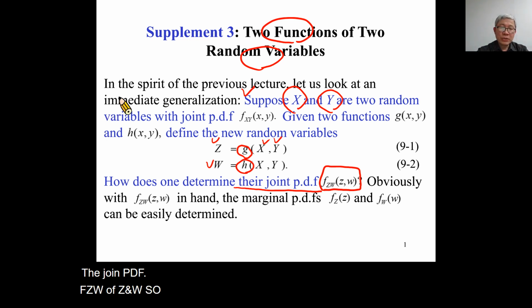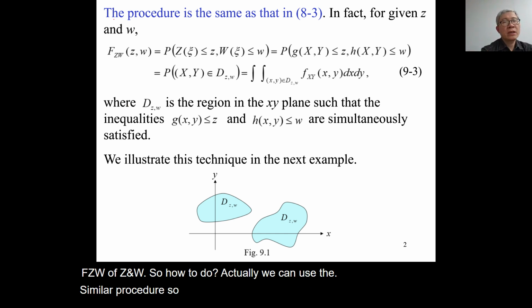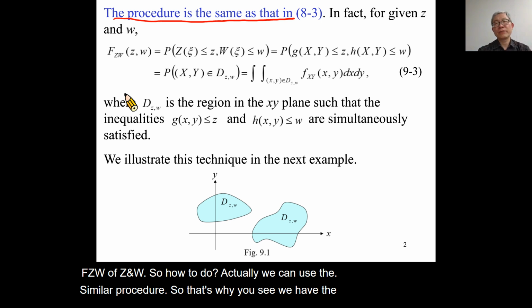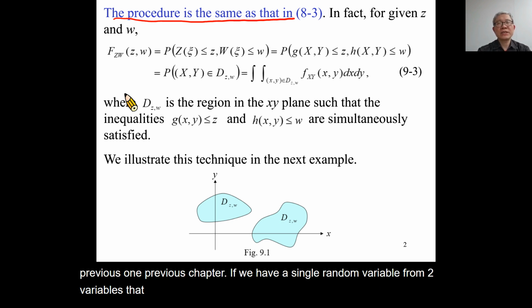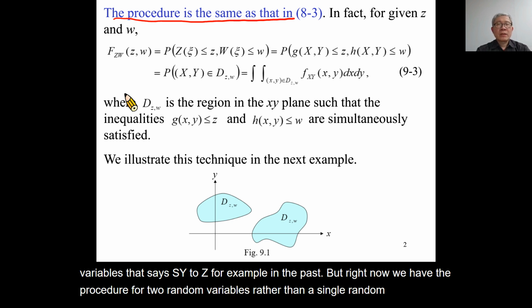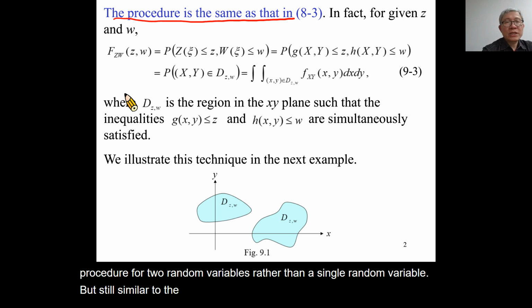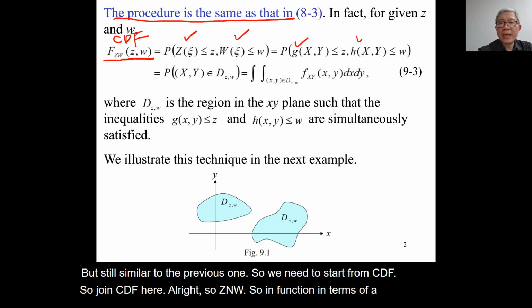So how to do? Actually, we can use a similar procedure. That's why you see we have the same procedure as the previous chapter, where we had a single random variable Z from two variables X, Y, for example. But right now we have the procedure for two random variables rather than a single random variable. Still similar to the previous one, we need to start from the CDF. So the joint CDF here, for Z and W, in terms of the functions g and h.